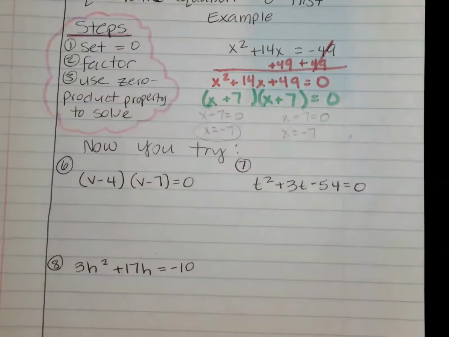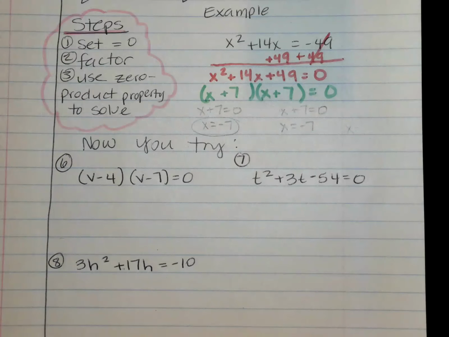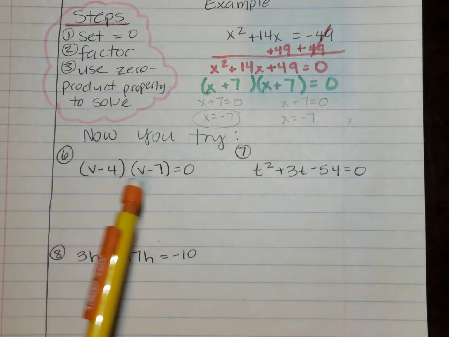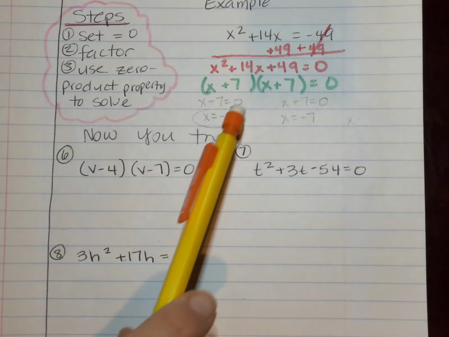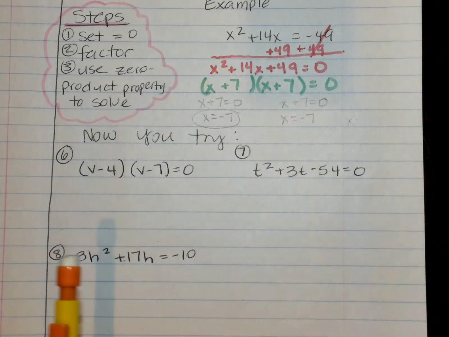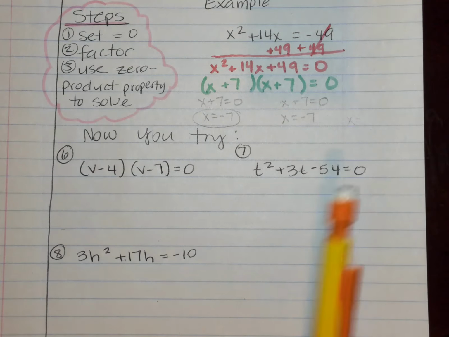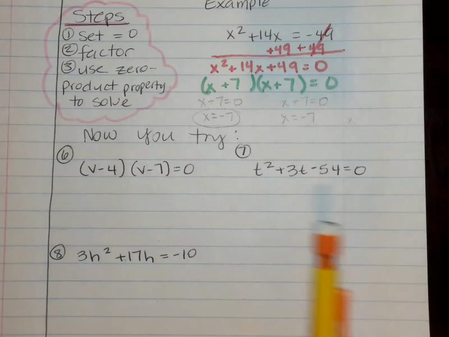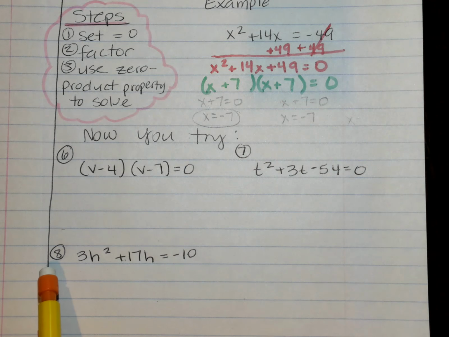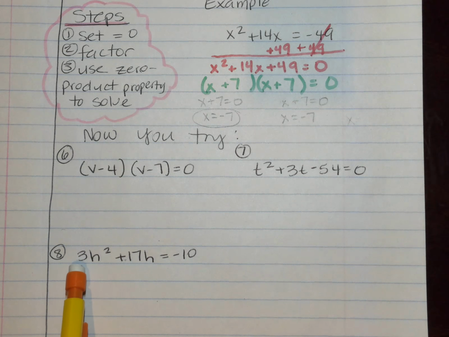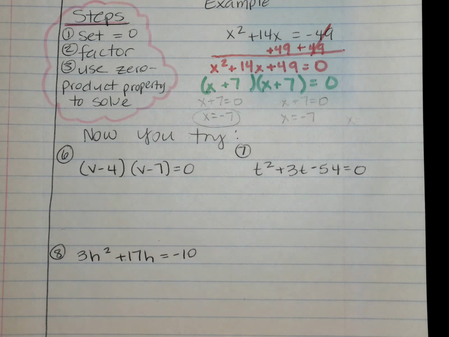All right, now you try. We'll go over these probably at our next class. Number 6 is already factored and set equal to 0. You just have to use the zero product property like we did right there. Number 7 is a trinomial that you do have to factor and then solve using the zero product property. Number 8, it is not equal to 0, so you have to set it equal to 0. This has a coefficient in front of the h squared, so then you'll have to use the x. All right, so give those problems a try, see how you do.